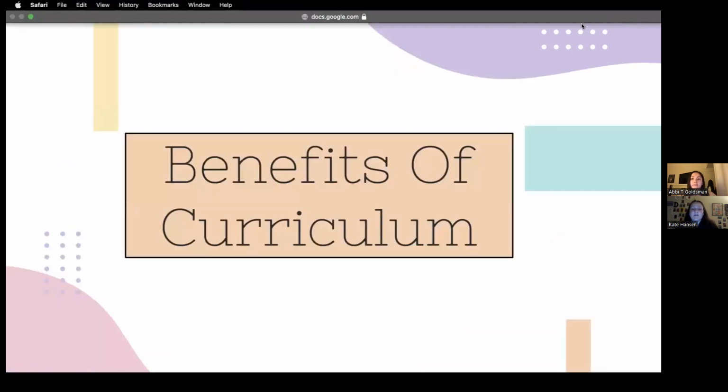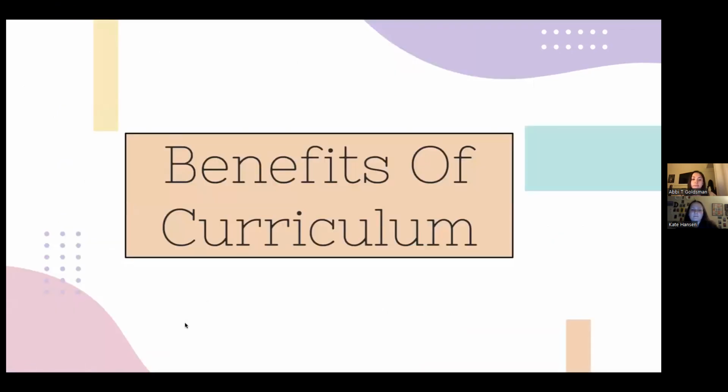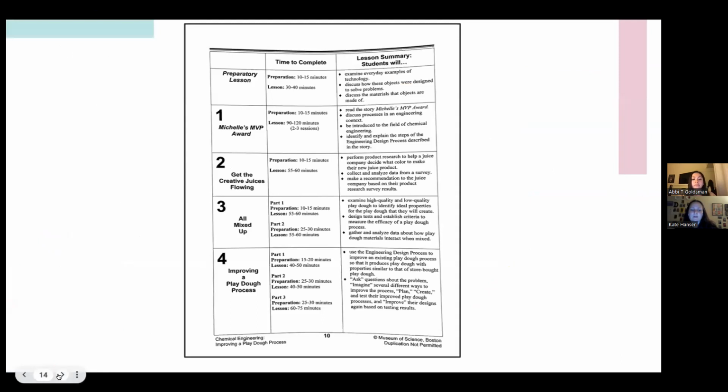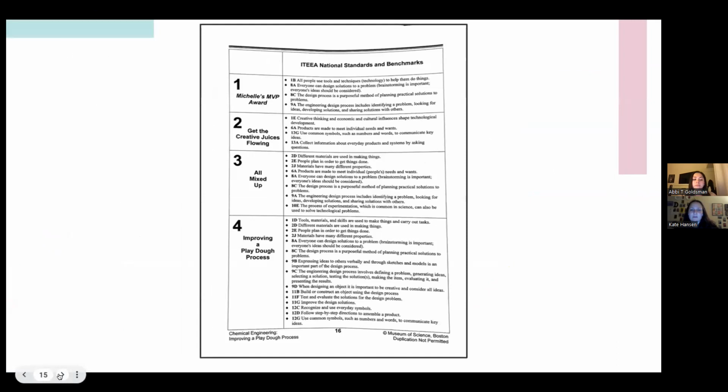So now moving on to the benefits of the curriculum. The first one is we like the general organization. There was a curriculum overview, objectives, teacher guide, lesson overview, and a chart, standards, and assessment activities all listed out very organized. This is the example of all the lessons listed out. Then we have the standards and benchmarks from EiE.